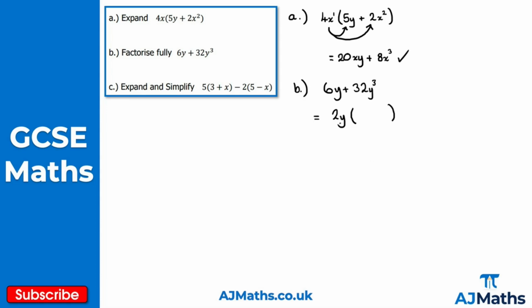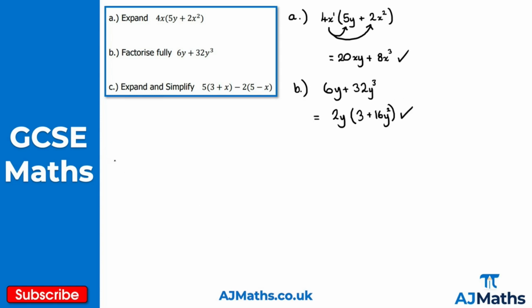And what I need to do now is think about what do I times 2y by to get 6y? Well, in that case then that would be 3. So 2y times 3 would give me 6y. Or alternatively, you could think about this as division. So 6y divided by 2y, that would give you 3. And then again, what do I times 2y by here to get 32y cubed? Well, that must be 16y squared there. Again, you could think about that as division. So 32y cubed divided by 2y, that would give you 16y squared there. Okay, so that's the solution to B.